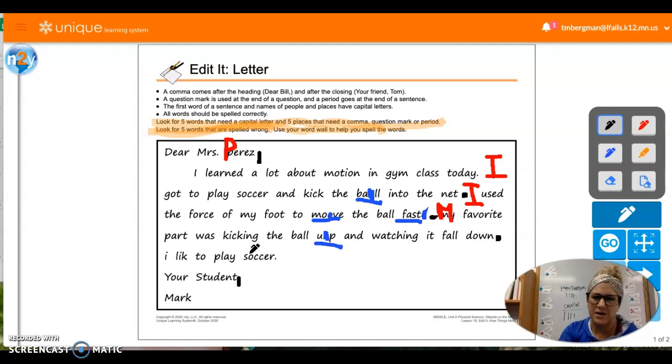I like to play soccer. So we have another beginning of the sentence. Capital I. We found all of our capitalization errors. And I like to play soccer. There's one more spelling error. Which word is spelled incorrectly? Yeah, the word like. We need an E at the end. There we go. We found them all. Nice job, guys.